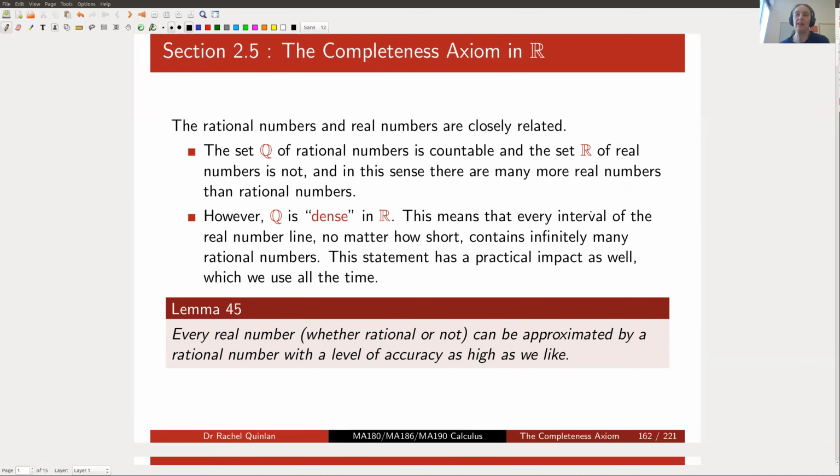So in practical terms, when we're doing calculations, when we're working with quantities of things that we might want to measure, no matter what the context is, whether it's something in the natural or physical sciences, or economics, or everyday life, whether it's looking at the COVID numbers, you're using rational numbers all the time. And so what do we mean by saying that any real number can be approximated with a level of accuracy as high as we like by a rational number?